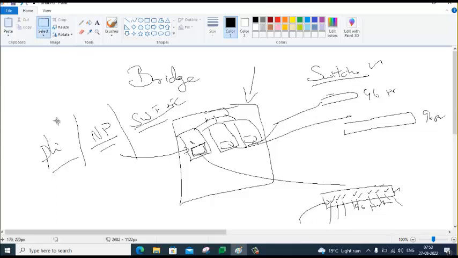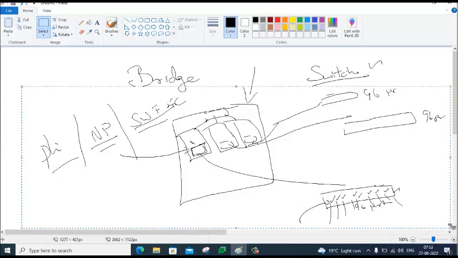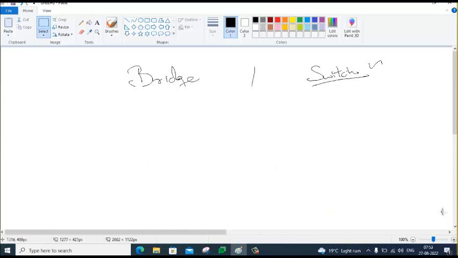So bridge or switch, it appears the same to us, the box size, but internally the architecture and the chipsets all vary. They are not the same. Now, similarities between switch and bridge: both are layer 2 devices.